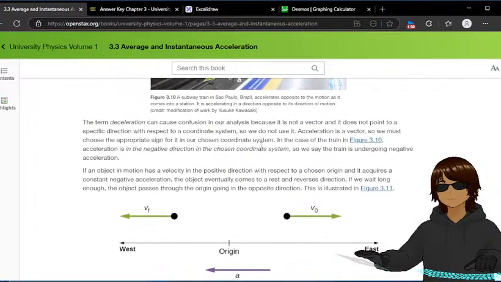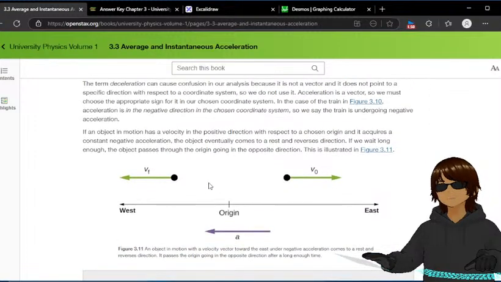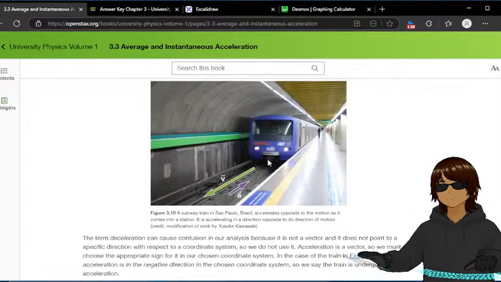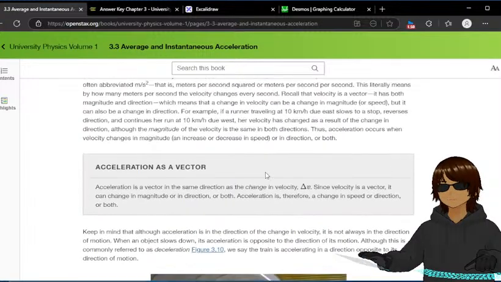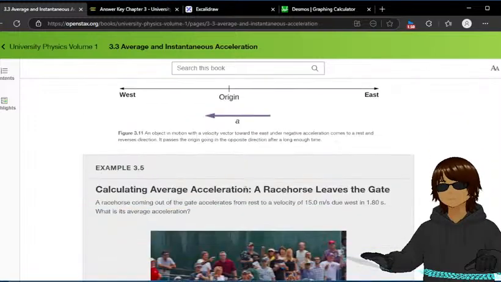Right. In the case of the train in figure 3.10, acceleration is in the negative direction in the chosen coordinate system. So we say the train is undergoing a negative acceleration, because the train is slowing down, right? So velocity is still high, but acceleration is backwards, because the velocity is decreasing. Final velocity is lower than the initial velocity.